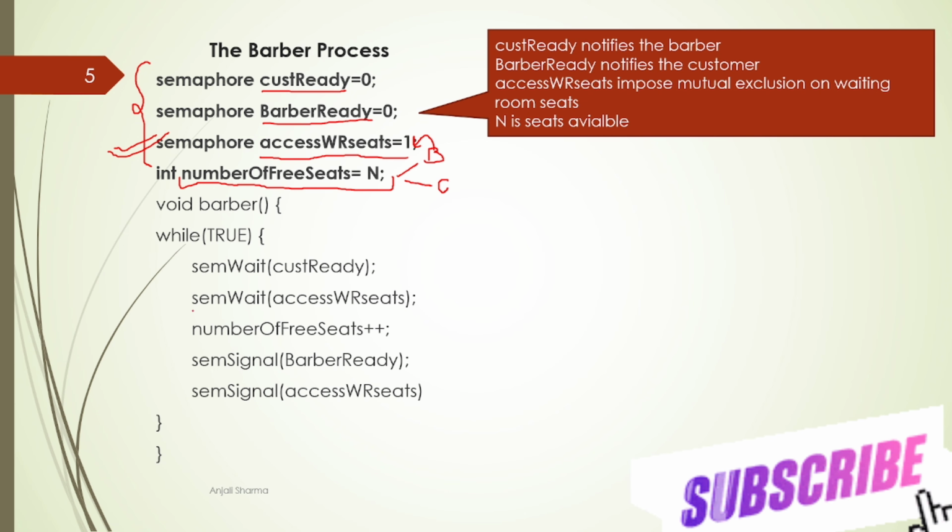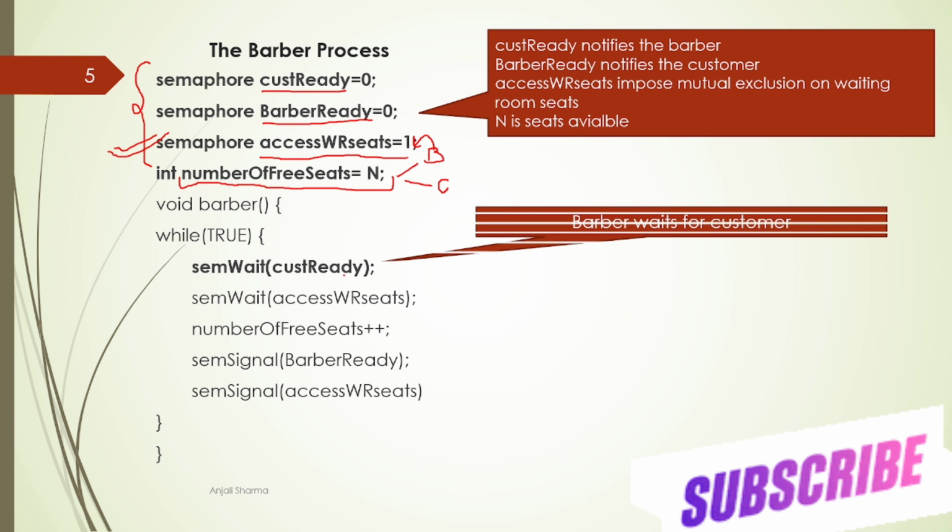Now let us come and see the other body of this particular process. Now talking about the next thing in the while loop. Sem wait cust ready, right? So this is the wait operation where the barber is waiting for the customer.